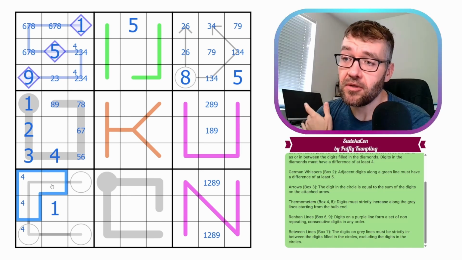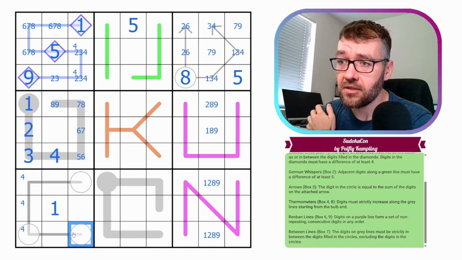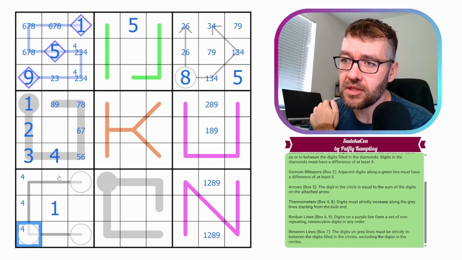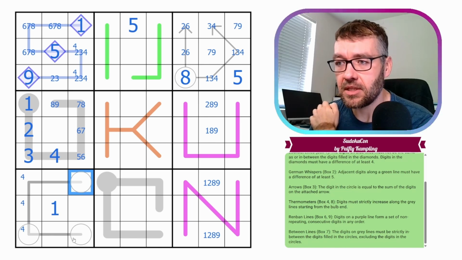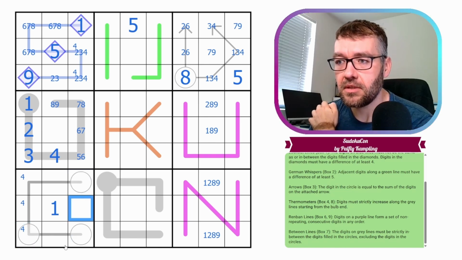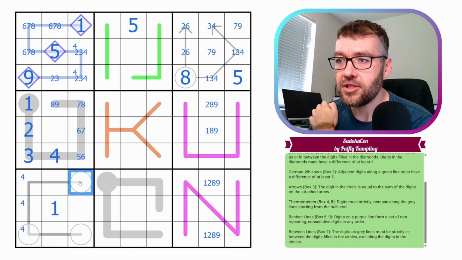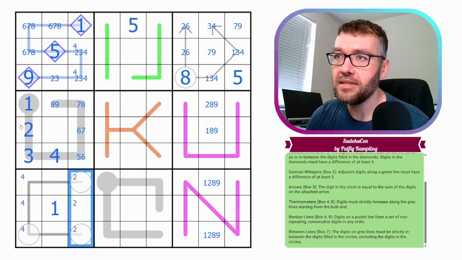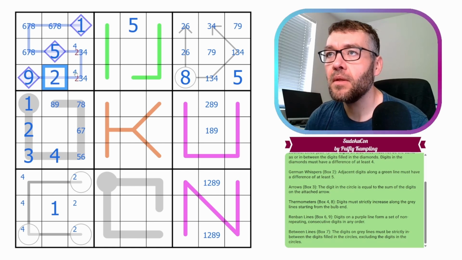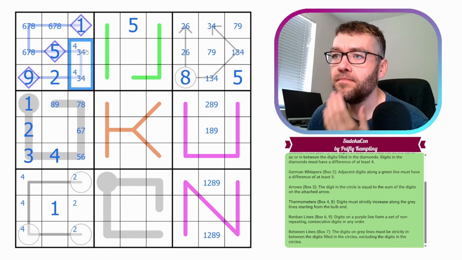Same thing with the 2 now, because 1 is not going in the circles anywhere, 2 is no longer going to be able to be in between anything that does go in the circles. So 2 is limited to the circles or this box here. Actually, 2 has to go over on this side because we have a 2 here. And you know what, that places this 2 right here. Interesting.